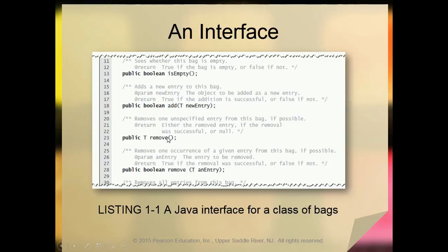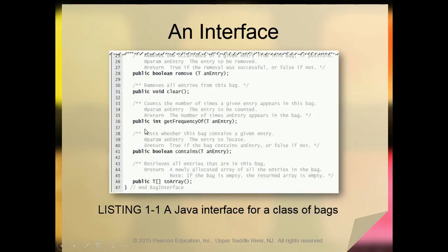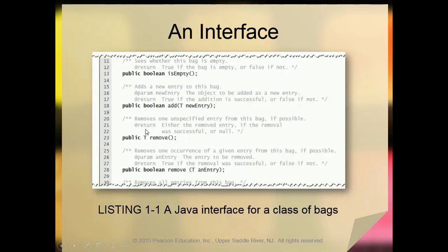Remove. This removes an unspecified entry from the bag. Since nothing's passed, it probably removes the first item from a bag. We'll discuss more about how to flesh out the remove method. Again, it removes one unspecified entry from the bag, so it could be the first item, the middle item, or the last item. So it's unspecified.